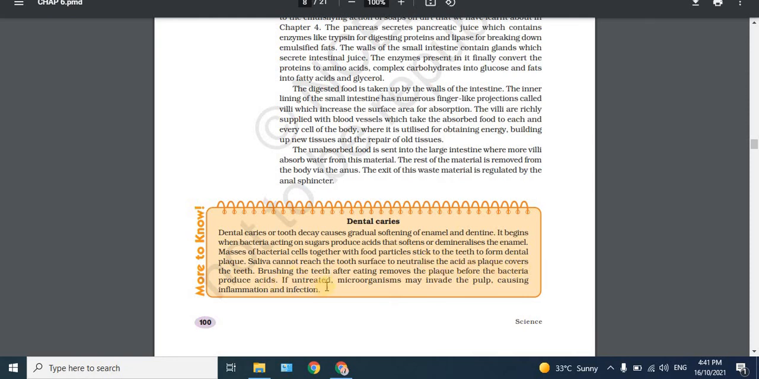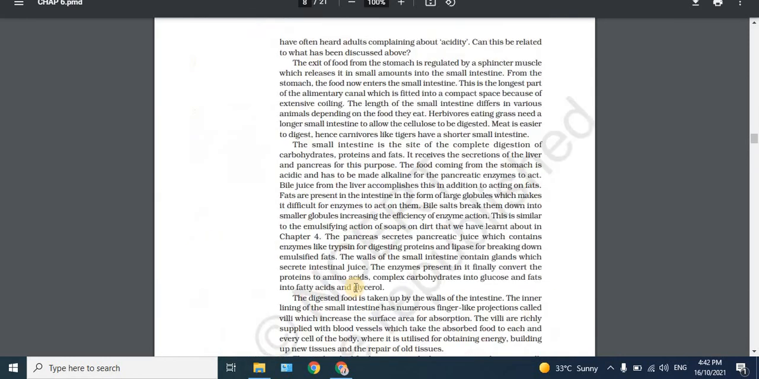If untreated, microorganisms may invade the pulp, causing inflammation and infection.